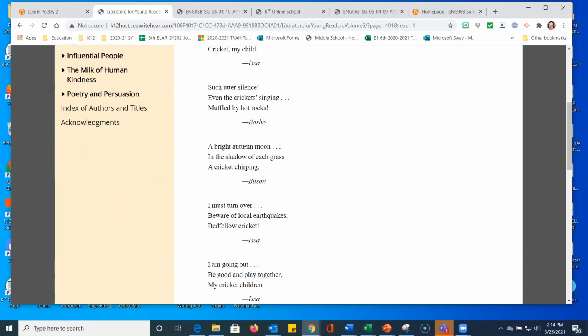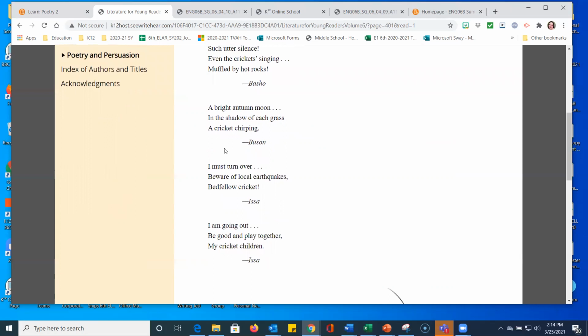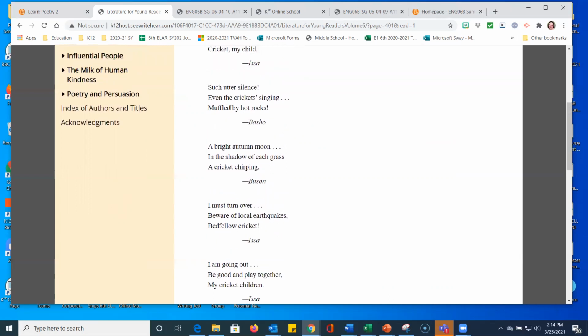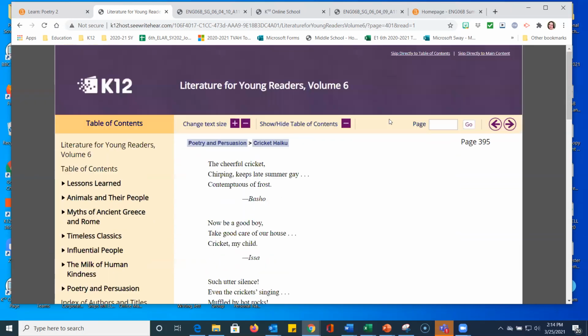And then here we have autumn mentioned. So there we have the season. And there's where it talks about the hot rocks right there. Silence, utter silence, even the crickets singing, muffled by hot rocks. So even though it doesn't say it's summertime, that link right there, hot rocks, gives us the idea that it must be summer.